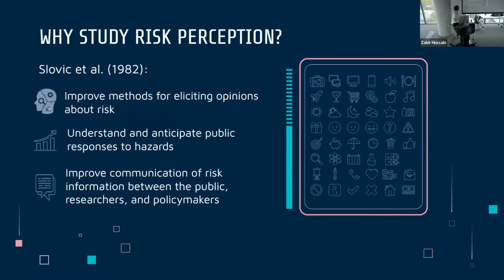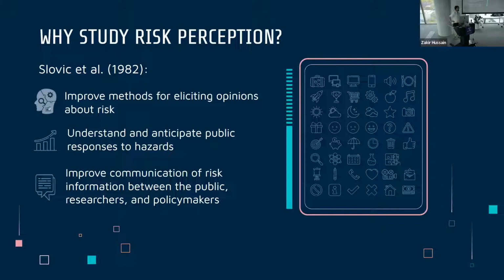So before we jump into what we did, why even study risk perception in the first place? About 4 decades ago, Slovic and others put forward a research agenda into the study of risk perception, and they gave a few main motivations for doing so. And whilst research has certainly progressed since then, I think that these motivations are just as relevant, if not more relevant today. So for instance, with technologies arriving at an ever increasing rate and new hazards that we're facing, being able to anticipate people's responses and communicate effectively about risks seems reasonably important.